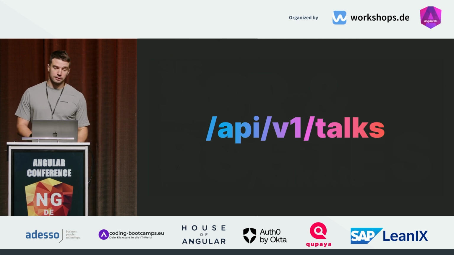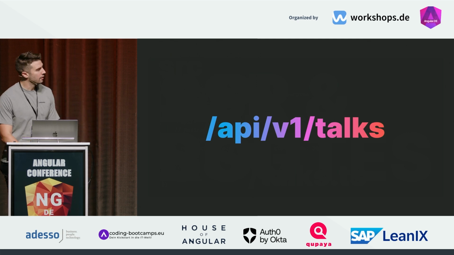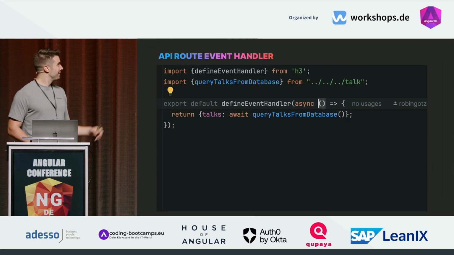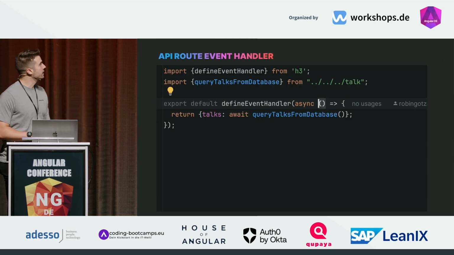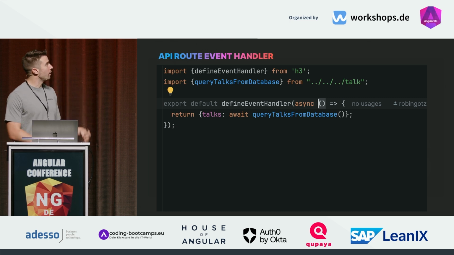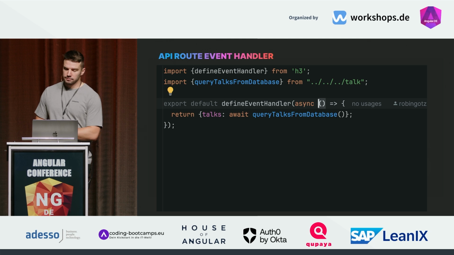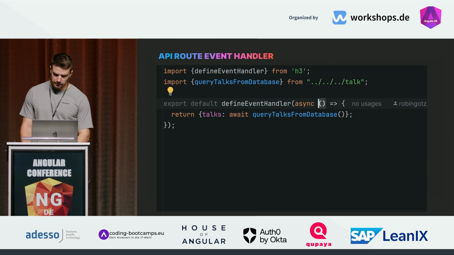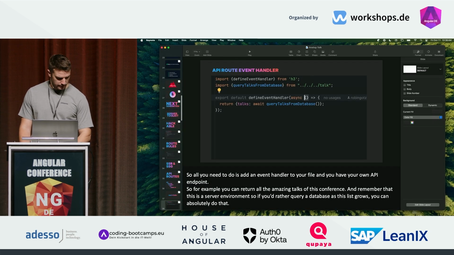So all that's left to do to get the talks from your database is this. You define an event handler, and in here, you're actually on your server, so you can, for example, query your talks from the database and return them as JSON. And I'm going to show you really quick how that is done.